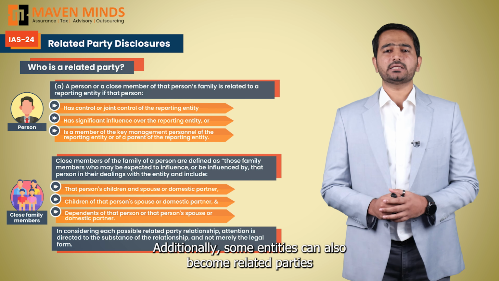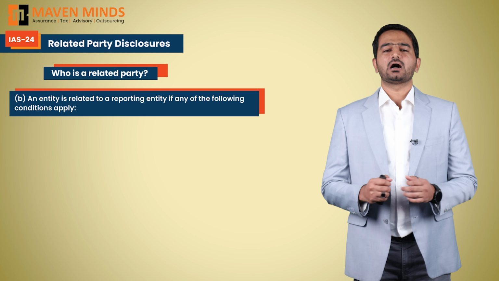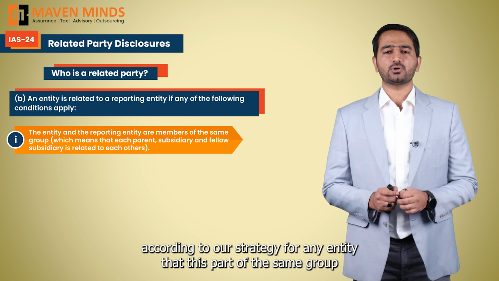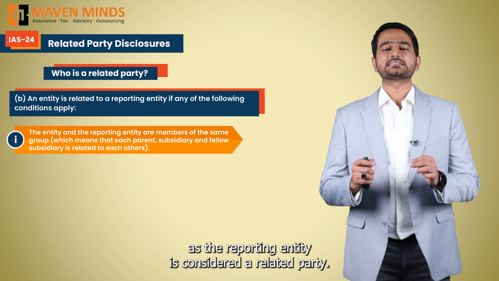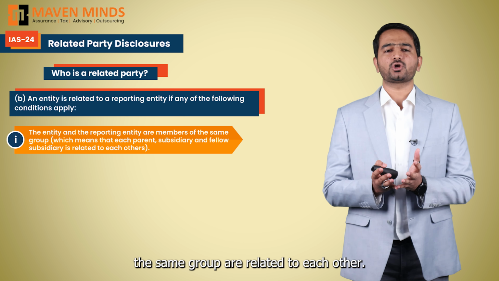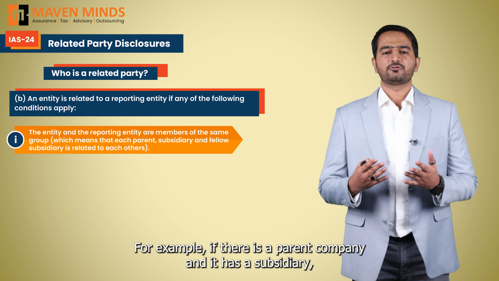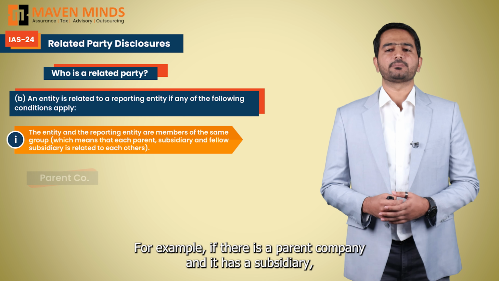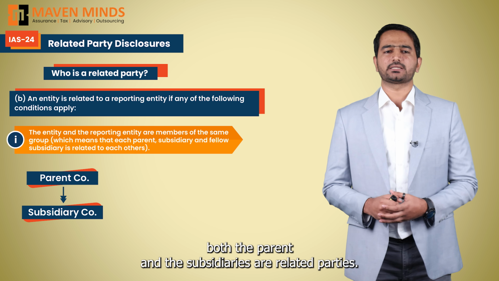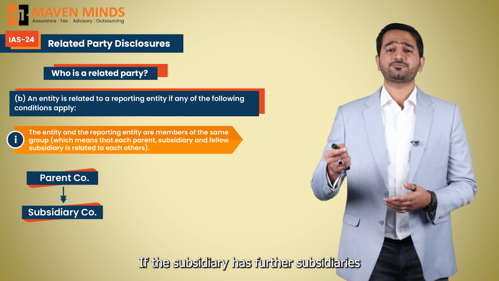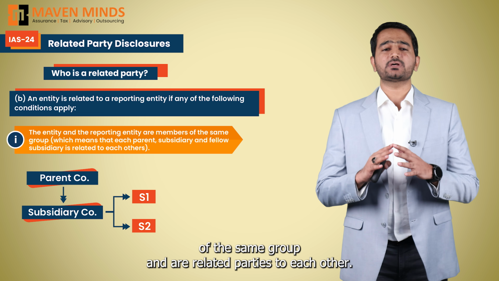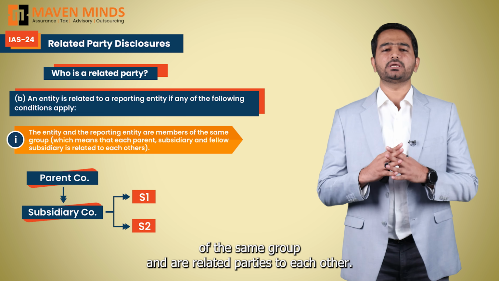Additionally, some entities can also become related parties. According to IAS 24, any entity that is part of the same group as the reporting entity is considered a related party. This means that all members of the same group are related to each other. For example, if there is a parent company and it has a subsidiary, both the parent and the subsidiary are related parties. If the subsidiary has further subsidiaries S1 and S2, all these entities are part of the same group and are related parties to each other.